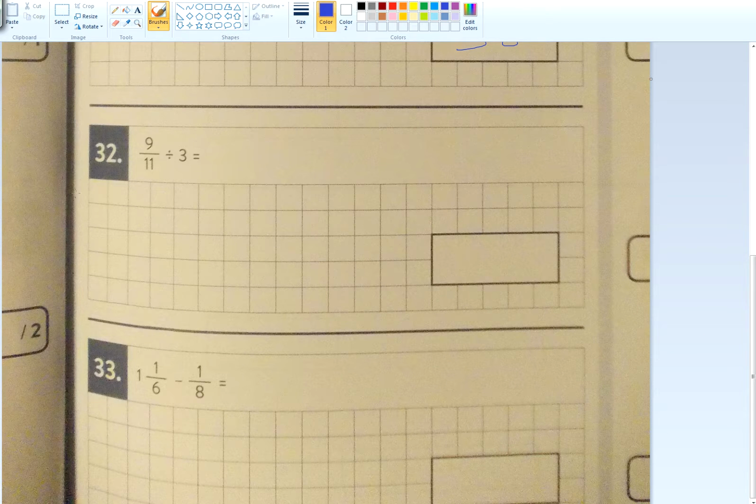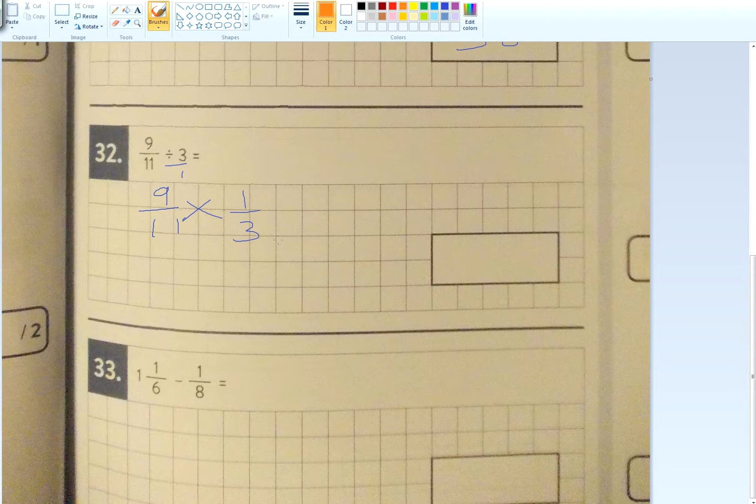Okay, is this the next question, number 32? Yeah, 32. Now when you divide by a fraction, when you divide by the next number, what do we do with it? We turn the division into a what? Anybody remember? The division becomes a times, and the 3 turns upside down. So 3 is really 3 over 1.